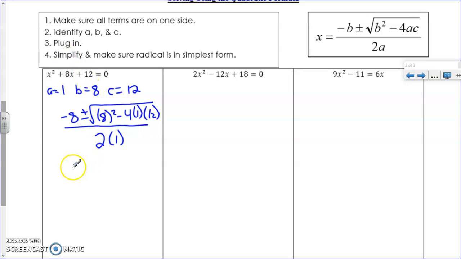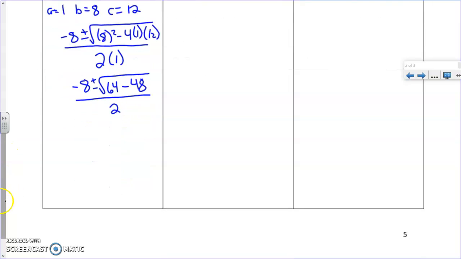All right, so we have negative 8 plus or minus the square root of 8 squared is 64. 4 times 1 is 4 times 12 is 48 over 2. All right, good there? Anybody lost? Awesome. In my next class, we'll be lost at this point. All right, negative 8 plus or minus, what's 64 minus 48? 16. 16 over 2.